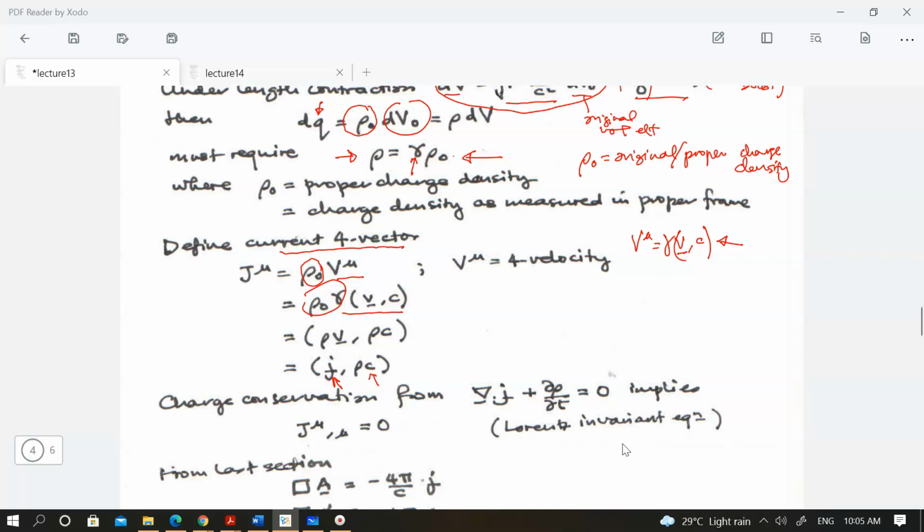But that's good, because why rho c? c is just a constant, and the one that matters over here is your rho, your charge density. So now you make a connection between your charge density and your current density in a relativistic notion of your current four-vector.